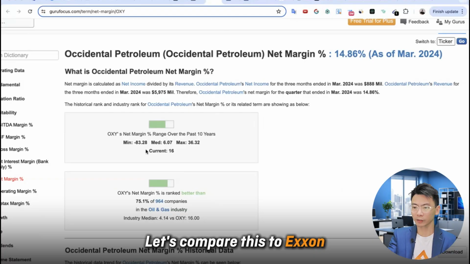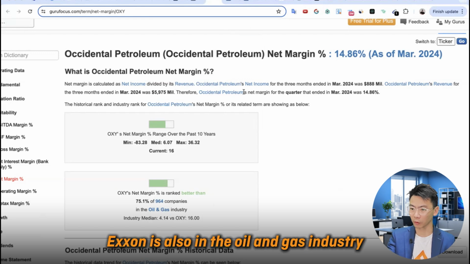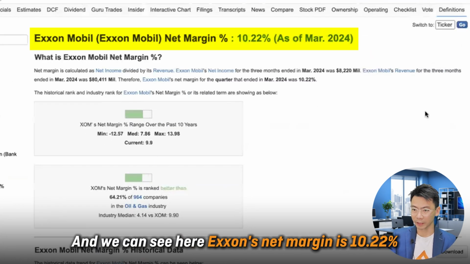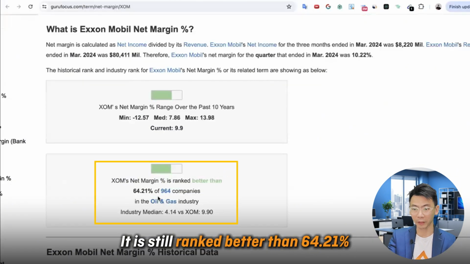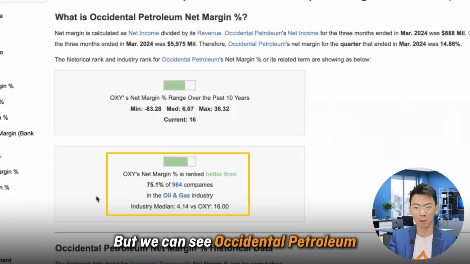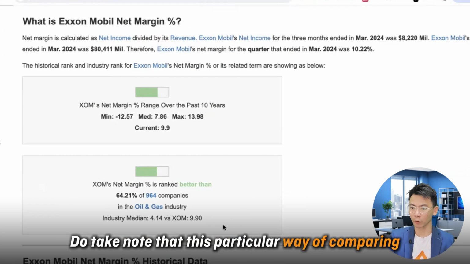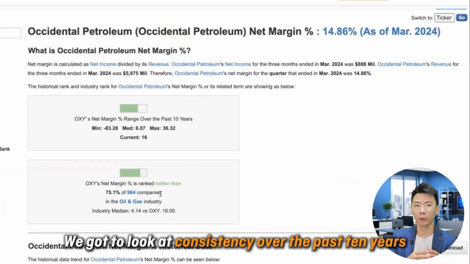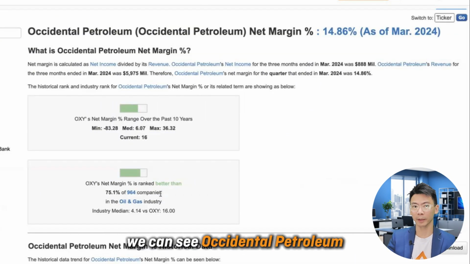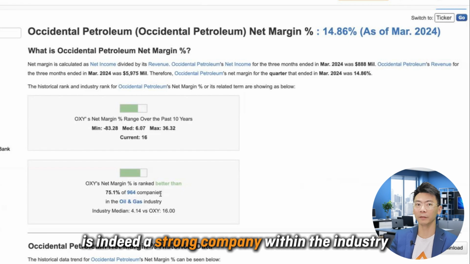Quite a good company. Let's compare this to Exxon. Exxon is also in the oil and gas industry, and we can see here Exxon's net margin is 10.22%. It is still ranked better than 64.21%, but we can see Occidental Petroleum is definitely superior in that sense. Do take note that this particular way of comparing is only comparing the current year. We have to look at the consistency over the past 10 years. But for right now, we can see Occidental Petroleum is indeed a strong company within the industry.